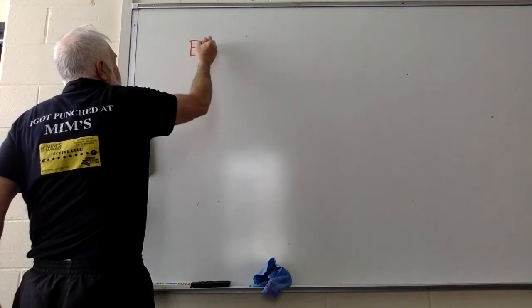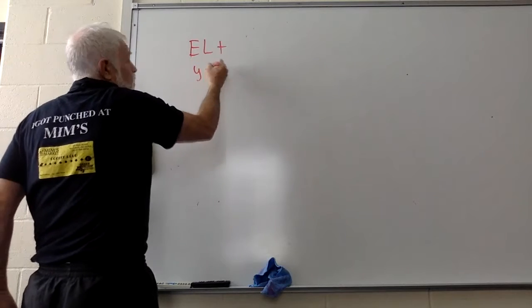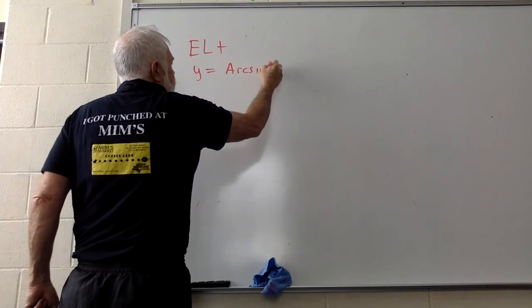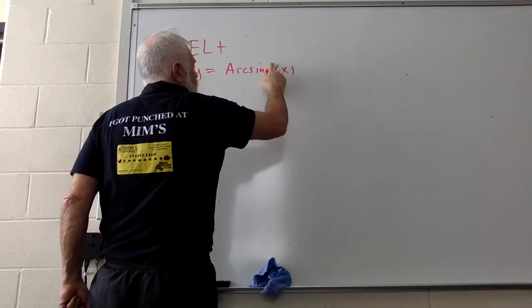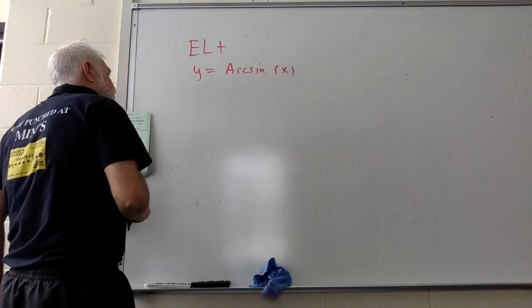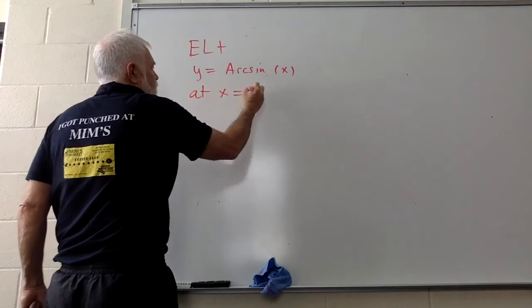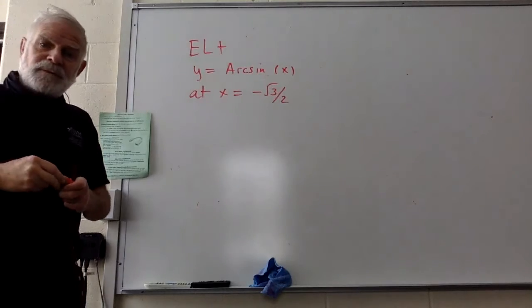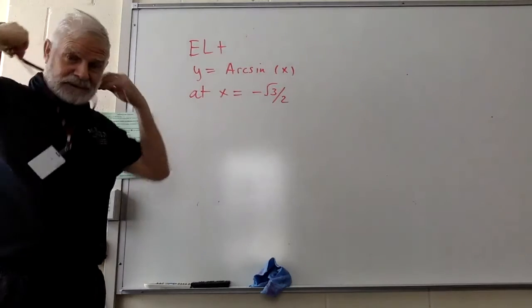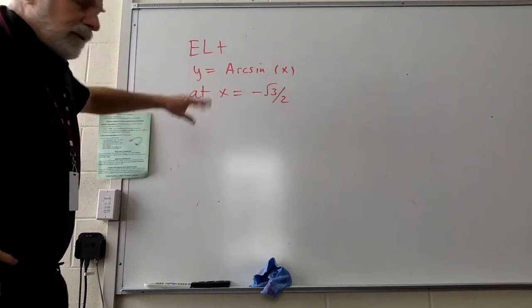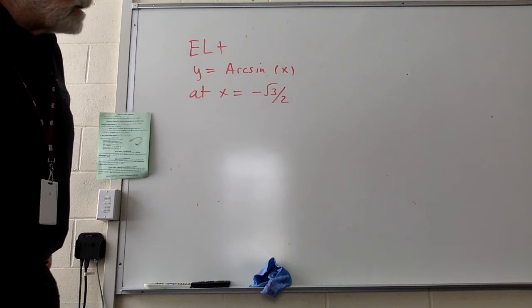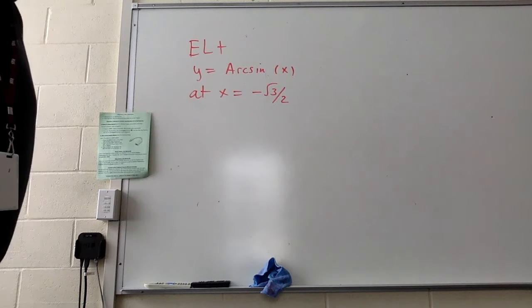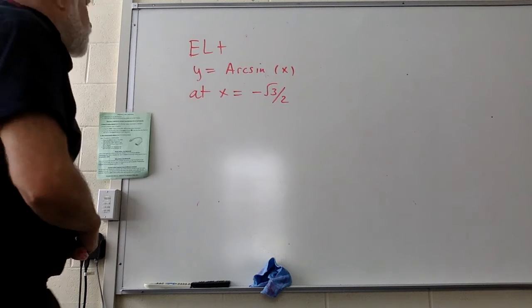ELT, equation of a line tangent to y equals, how about we do the arc sine function, the arc sine of x, at x equals negative root 3 over 2. Try to cram in some review from previous work, which some people did and some people didn't do. We should have covered this, but it seems like a lot of people don't have a working knowledge of that. We'll try to develop it over the next few weeks.